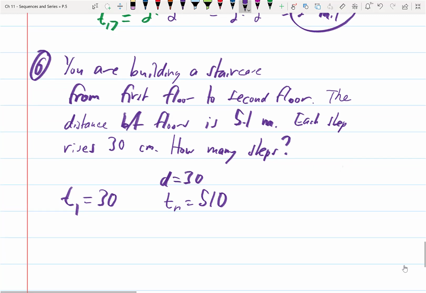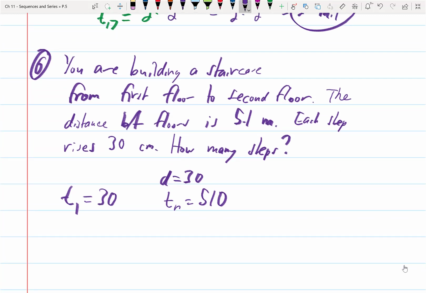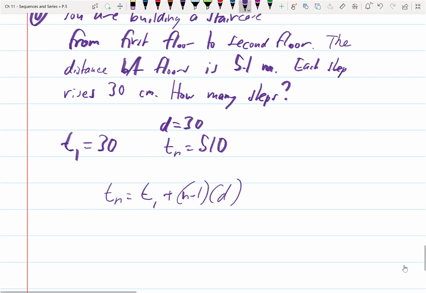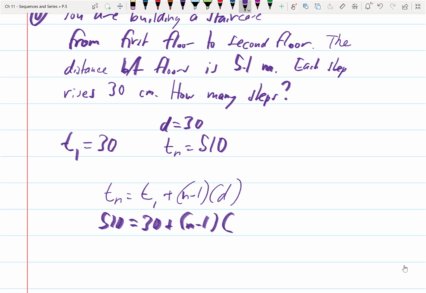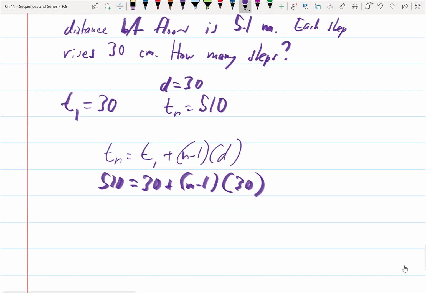So this is just a question of saying, how do we get up to that? So we're going to use the formula. Meters are more than centimeters, 100 centi. That's why they call it. So let's substitute: 510 is equal to T sub 1 plus n minus 1 times the common difference of 30. I would divide both sides by 30 right now, because it's going to be easier. 510 divided by 30 is 17, equals 1 plus n minus 1, which means n is 17. So we would say there would be 17 steps.